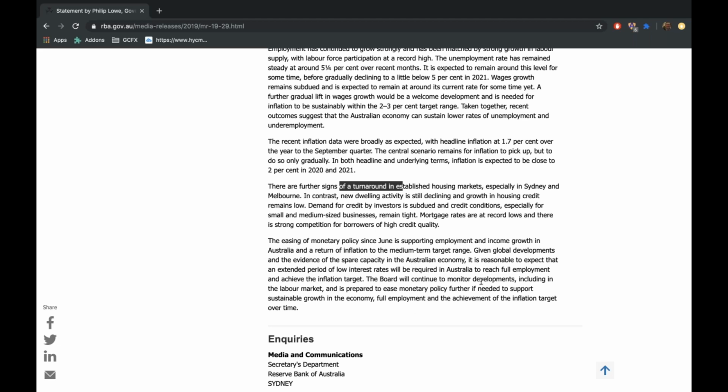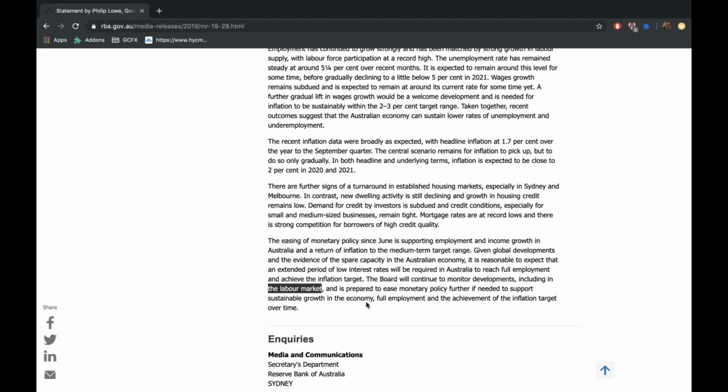One, the labour market is important. The board will continue to monitor developments, including in the labour market. So it's given special attention to the labour market. That means that going forward, labour data, so that's employment, unemployment, full-time employment, part-time employment, all of that employment data is crucial to the Reserve Bank of Australia. So that tells us that the next time we have labour data out for the Reserve Bank of Australia, to pay careful attention to it because it's market moving. The market will be paying attention to that because the Reserve Bank of Australia is paying attention to that.